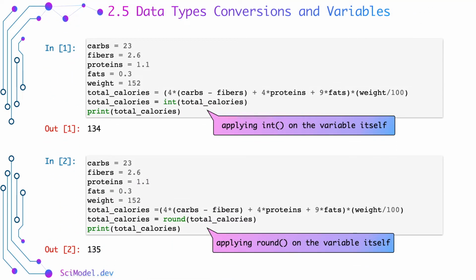Alternatively, you can rewrite the code in a different approach by applying the round and int functions directly on the variable itself, and reassigning it to the same variable if you wish in order not to create a new variable name. This is true because a variable is a representation of a value, so you can apply Python functions directly on numerical values or the variables themselves.